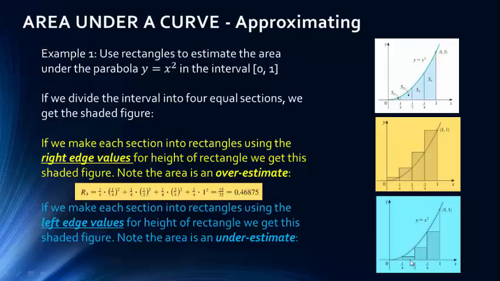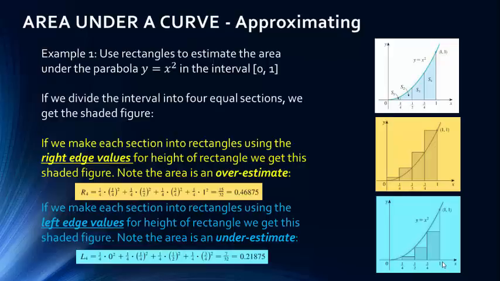The second rectangle, I'm going to use the value of 1/4 as the height because it's the left value between 1/4 and 1/2. So 1/4 squared times our width. The third rectangle, I'm going to use 1/2 squared because it's the left value between 1/2 and 3/4. And the last rectangle, I'm going to use 3/4 squared as the height because it's the left value between 3/4 and 1. And again, we can see from the picture here that this is an underestimate. So we know our actual value is somewhere between 0.21 and 0.46875.